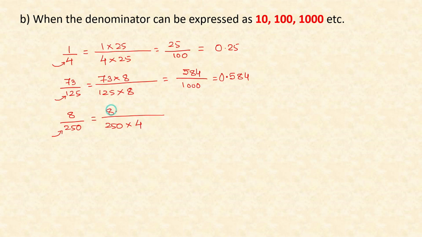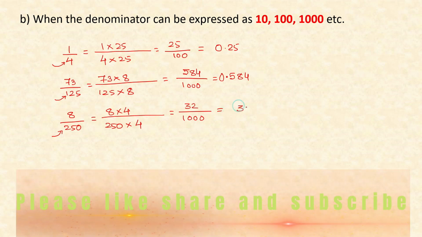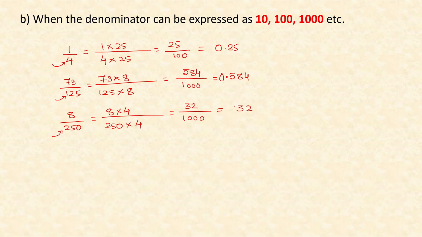The same multiplication I need to do in the numerator. So, if I multiply 8 by 4, that is 32 and the denominator will become 1000. So, we know that in 1000 there are 3 zeros. So, we have to count the digits from the right hand side. This is 1, this is 2, we need to put another 0 for 3, then I need to put a decimal point. So, the answer is 0.032.